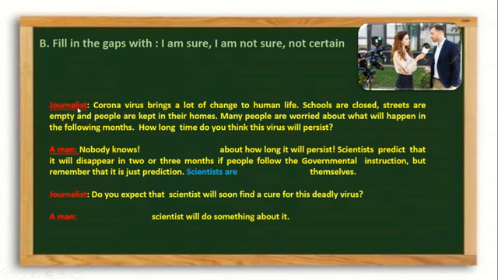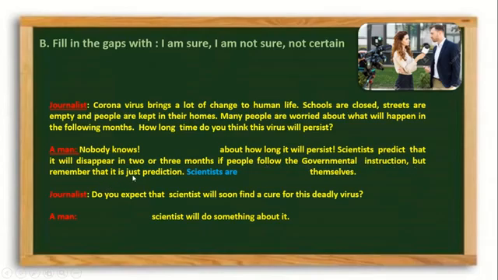So the journalist asks, coronavirus brings a lot of change to human life. Schools are closed, streets are empty, and people are kept in their homes. Many people are worried about what will happen in the following months. How long do you think this virus will persist? A man: Nobody knows about how long it will persist. Scientists predict that it will disappear in 2 or 3 months if the people follow the governmental instructions.